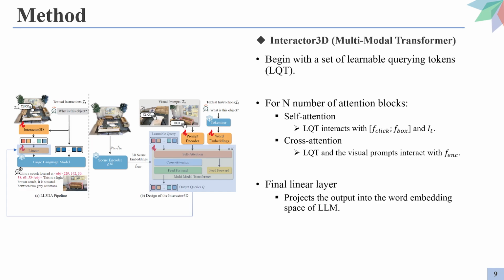networks at the end. The self-attention layer enables interaction between the learnable query tokens, the visual interactions, and the text instructions. The cross-attention layer then allows the query tokens to interact with the visual tokens and the scene embeddings. After passing through all transformer blocks, a final linear layer projects the final output into the LLM's word embedding space. The LLM receives this as the prefix for the text instruction to generate a response.